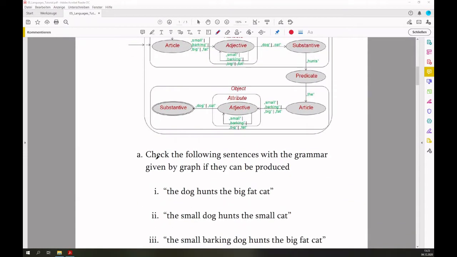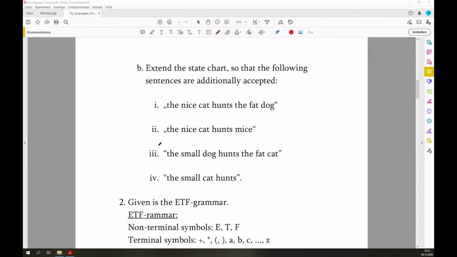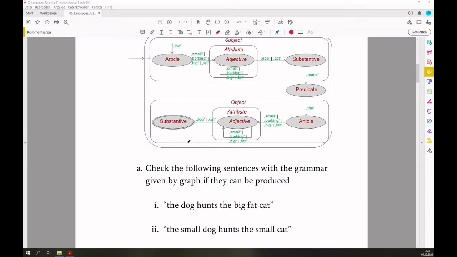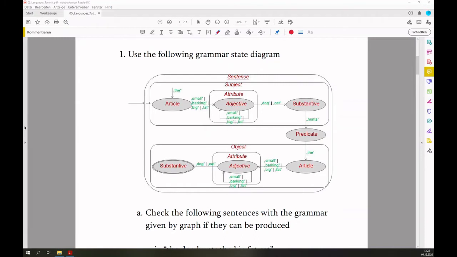Let's go to the next sentence. The next sentence is the nice cat hunts mice. So let's do this. We need again this nice here. Cat, hunts, and then we need mice.